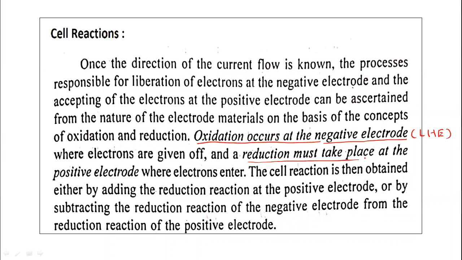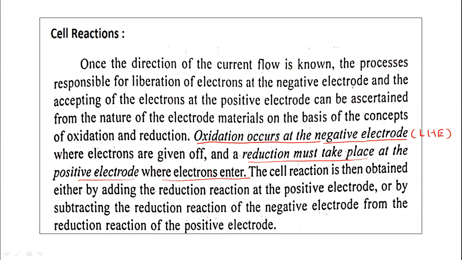Reduction must take place at the positive electrode, where electrons enter. Okay. That is called the reduction process, and that is at the right hand side electrode. The cell reaction is then obtained by adding the oxidation reaction taking place at the LHE electrode and the reduction reaction taking place at the RHE electrode.